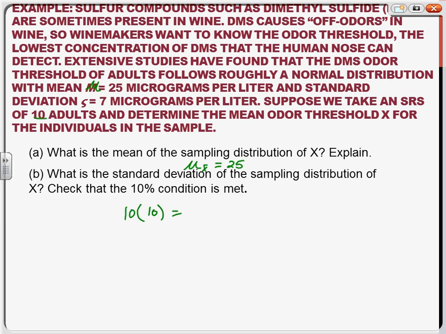So that is 100, which is less than all adults. So we're good to go there. So let's find out what our population standard deviation will be. We're going to take our old standard deviation and divide by the square root of our n, and that's approximately 2.2. That was 10.